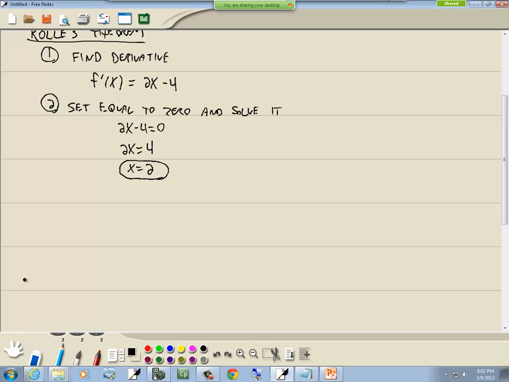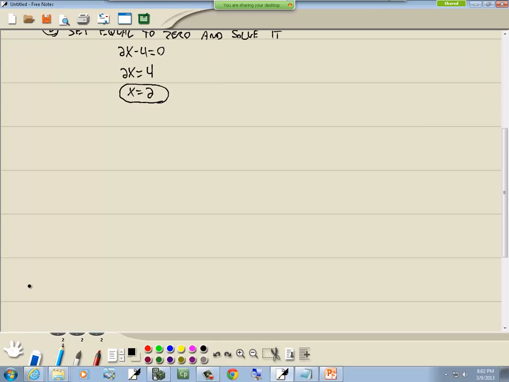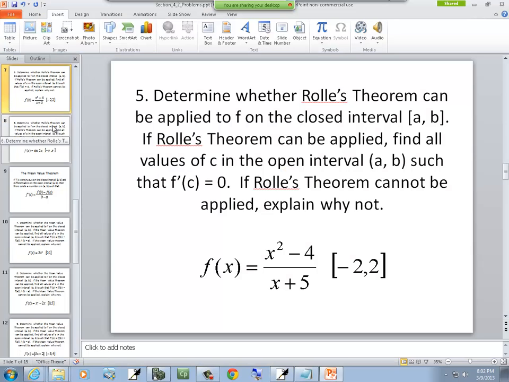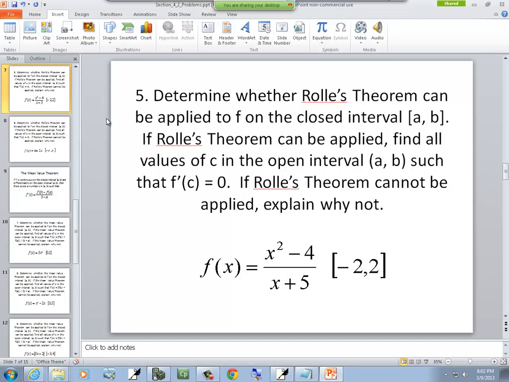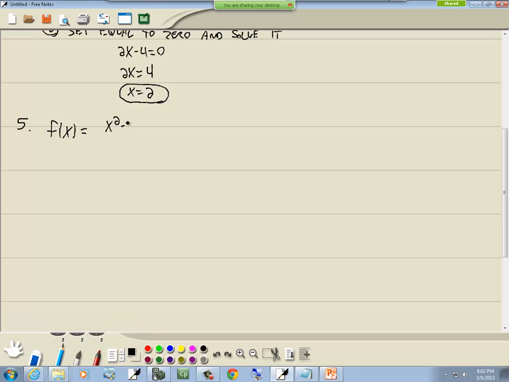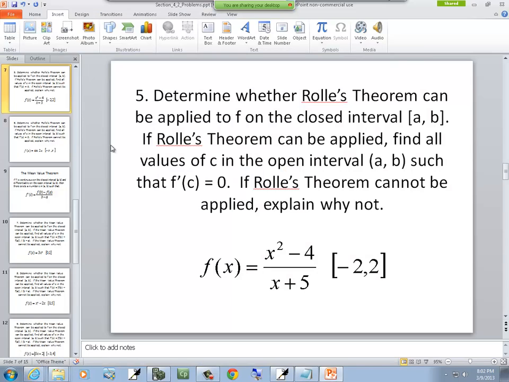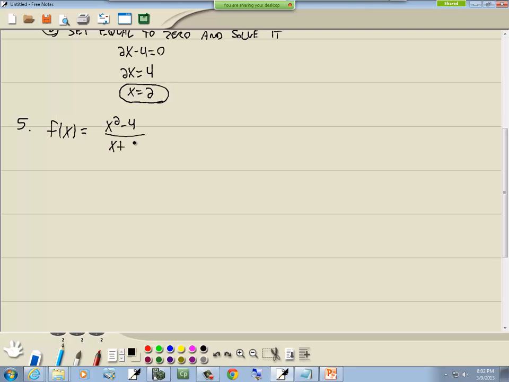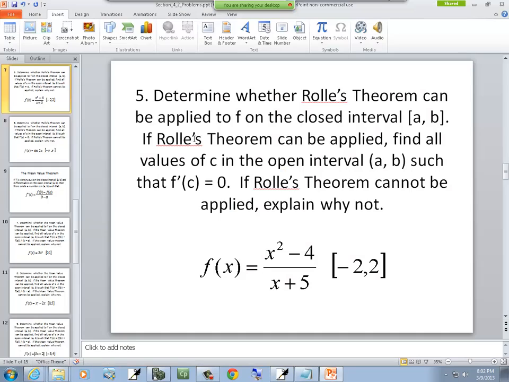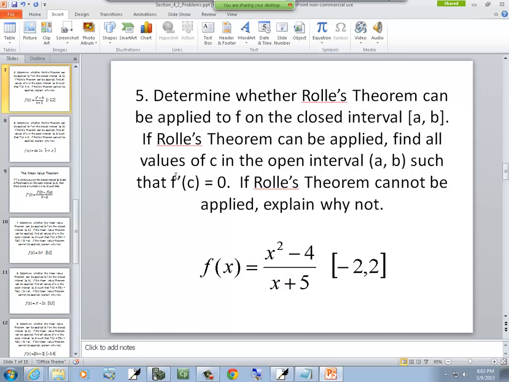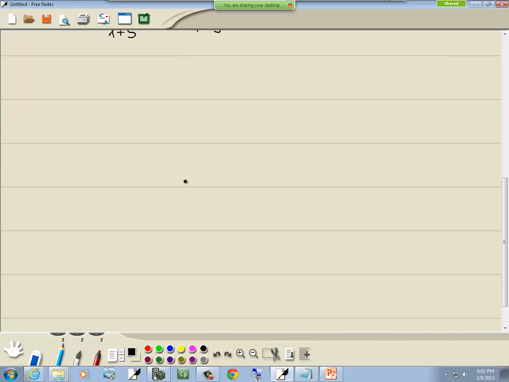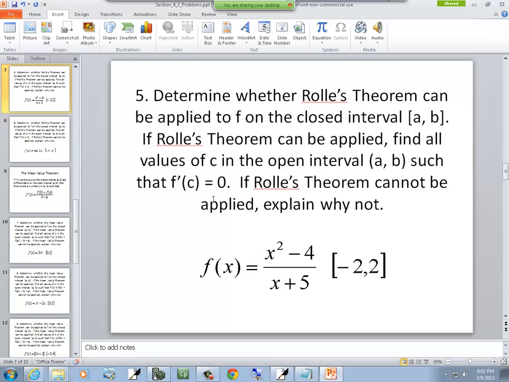Okay, let's look at another one. Got f of x is equal to x squared minus 4 over x plus 5, between negative 2 and 2. Now our instructions say, hopefully I have enough room there. Yeah, I think I do. Instructions say determine whether it can be applied.